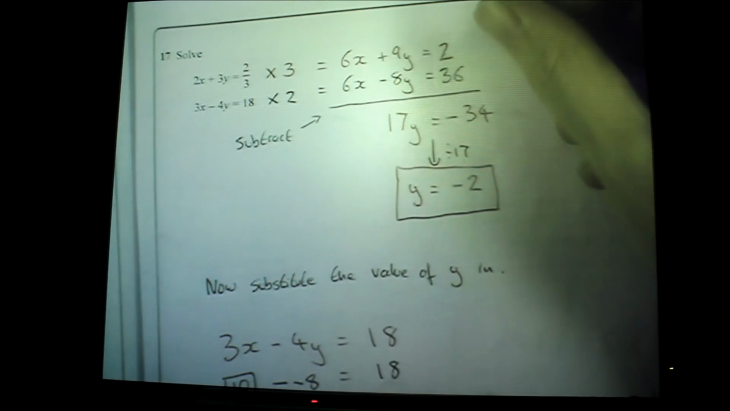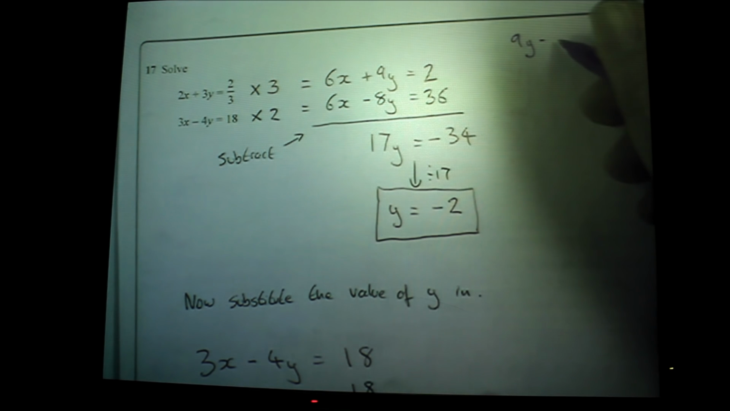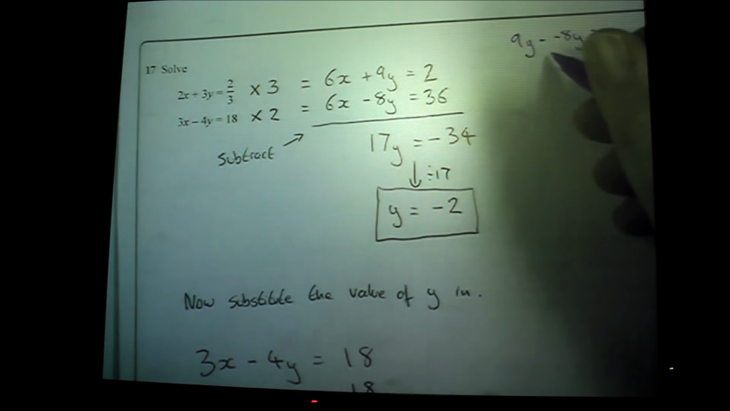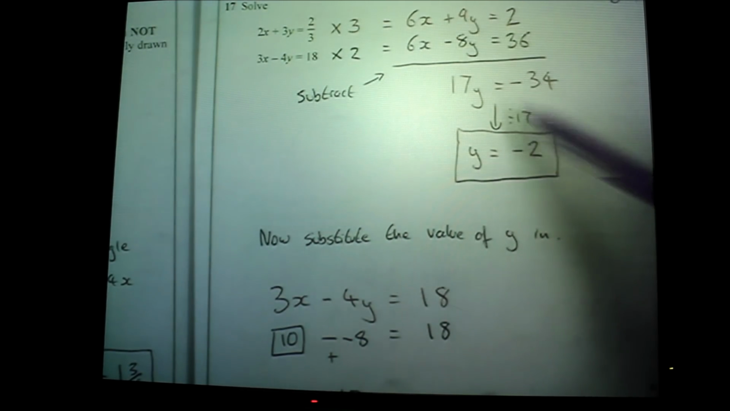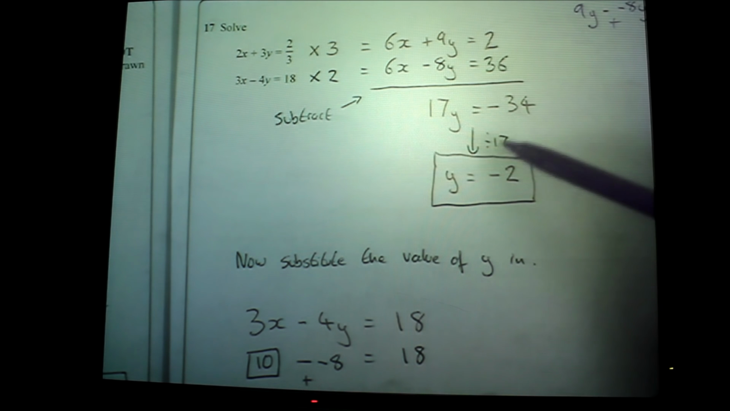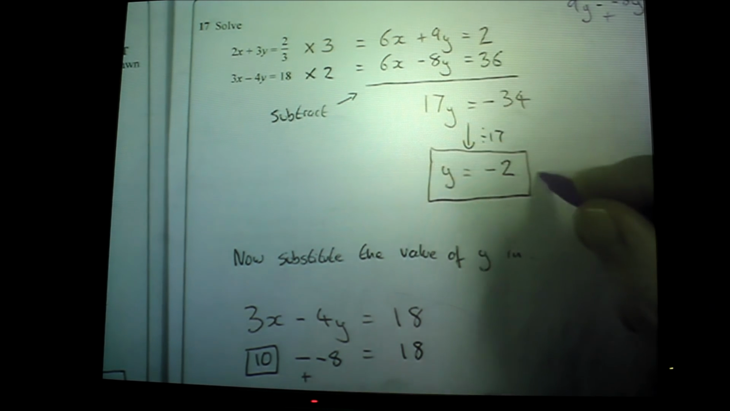Be careful on this bit, 9y take away minus 8y is 17y. Let me just write that out. 9y take away minus 8y equals, and look, 2 negatives there actually make a positive, so you've got to add them. So 17y is minus 34, because 2 take away 36 is minus 34. Divide by 17, y equals minus 2. And you've got 2 marks for that.